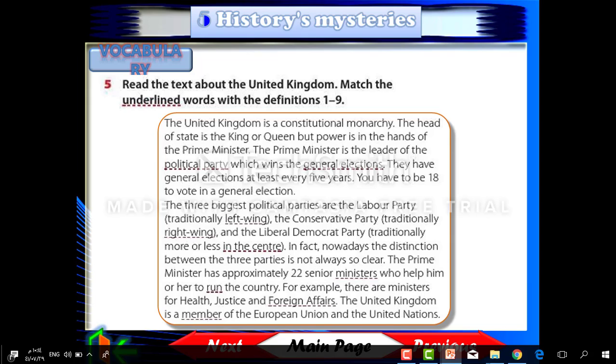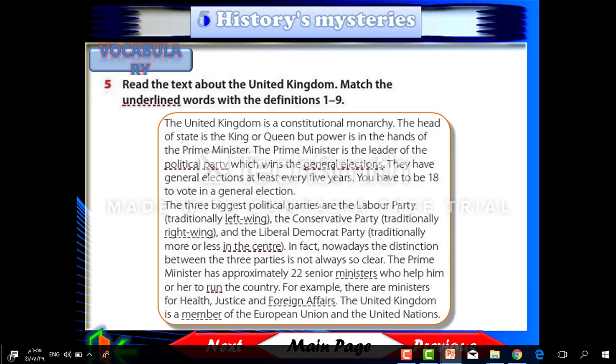I'm going to read the text about the United Kingdom. Match the underlined words with the definitions from 1 to 9. The United Kingdom is a constitutional monarchy. The head of a state is the king or a queen, but power is in the hands of the prime minister. The prime minister is the leader of the political party, which wins the general elections. They have general elections at least every 5 years. You have to be 18 years old to vote in a general election.